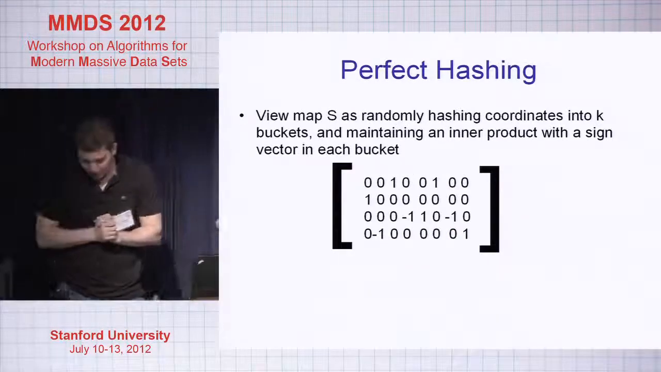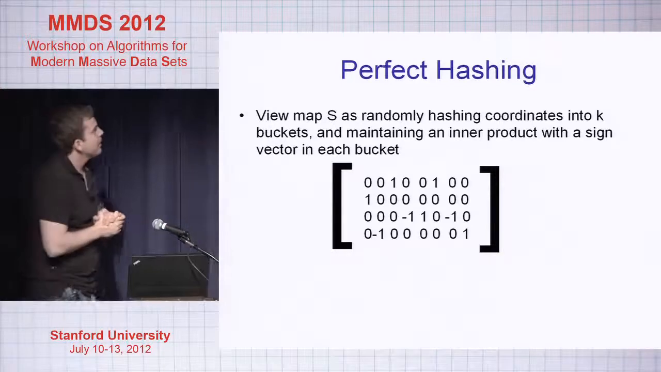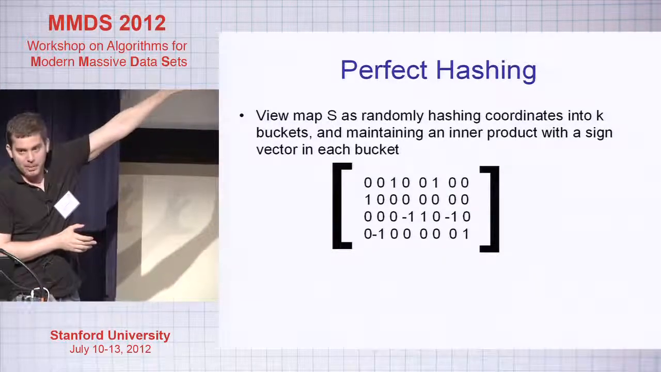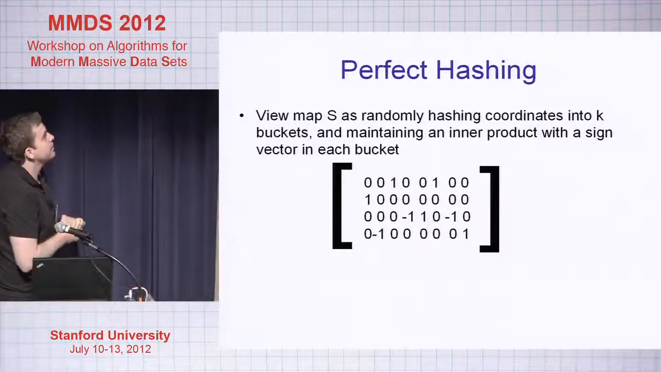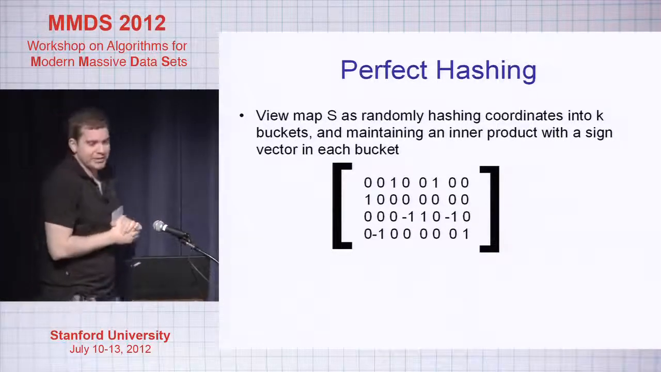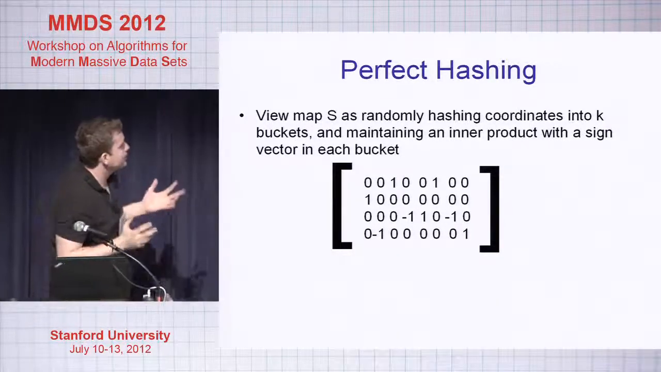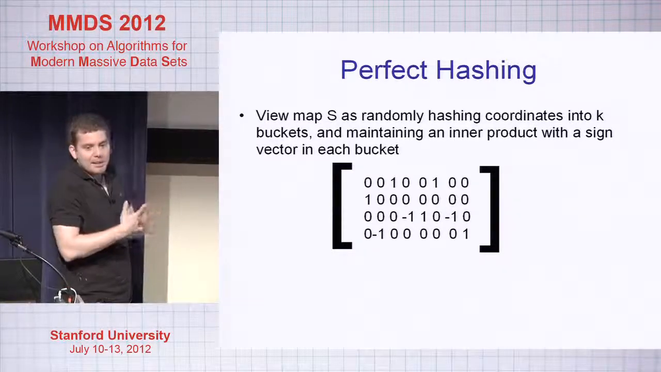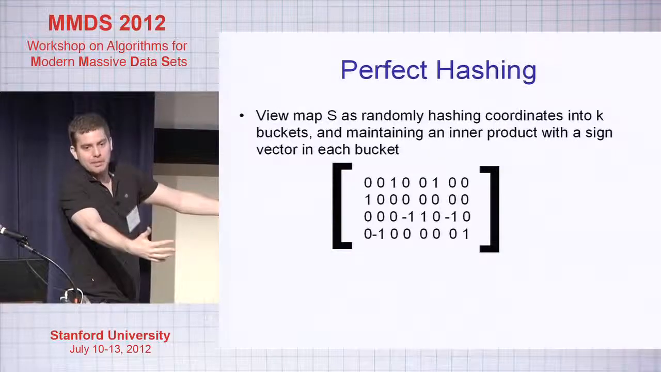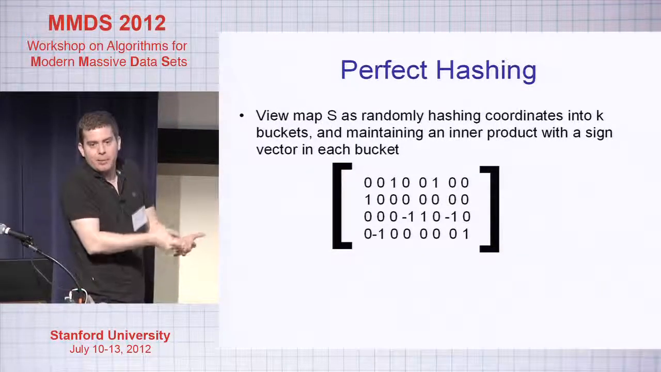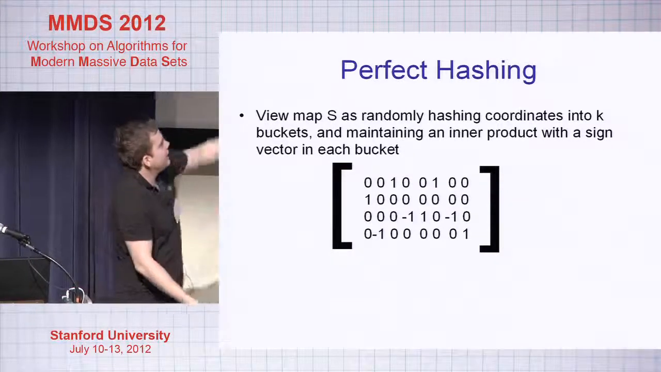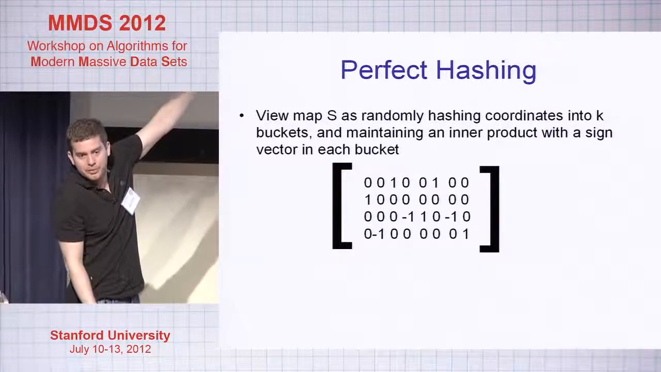So how do we use this observation? Recall that this is our matrix S, this very sparse matrix. Now just think of it in a different way: you can think of randomly hashing the coordinates into k buckets and maintaining the inner product with a sign vector in each bucket. Why is that? Well, each bucket corresponds to one of the rows of this matrix.